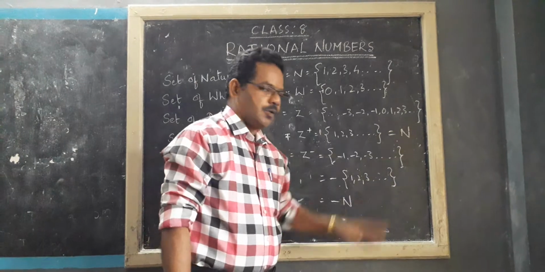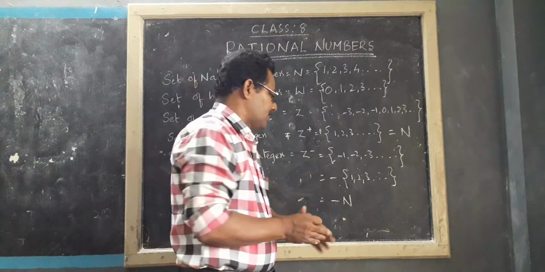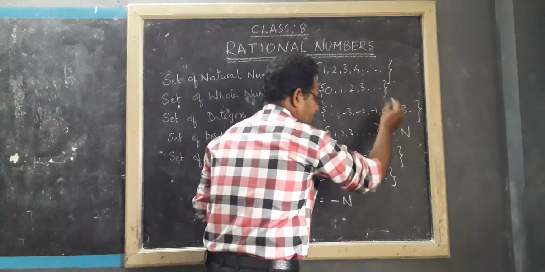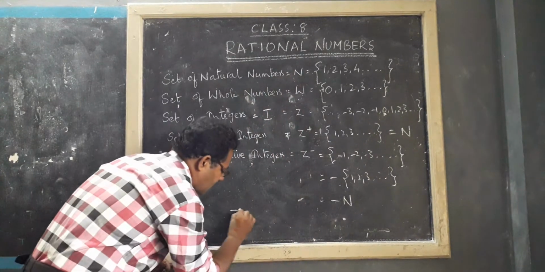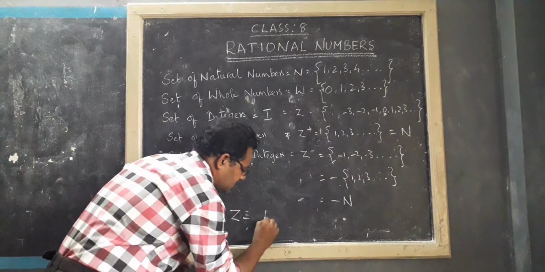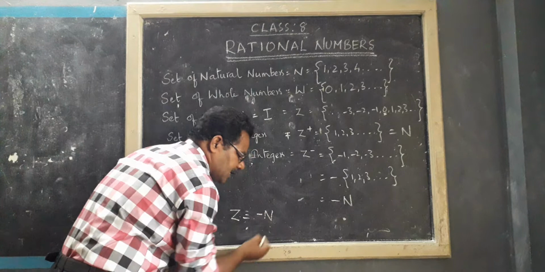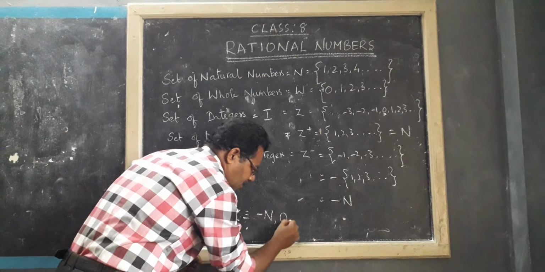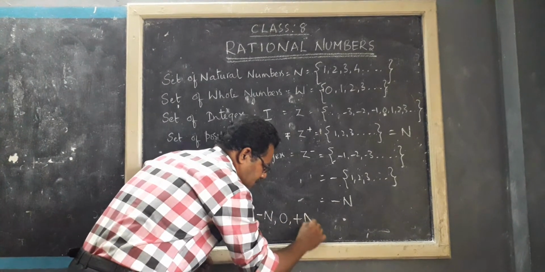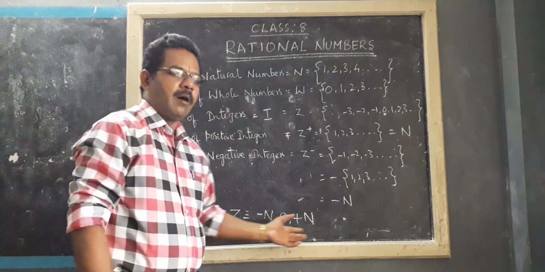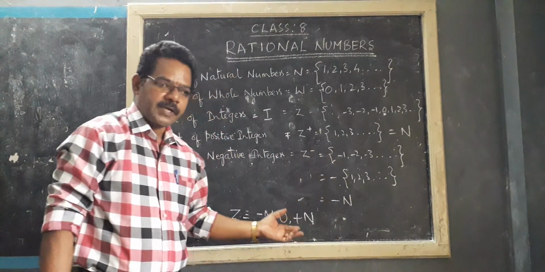Apart from these two, we have another element, that is nothing but 0. So the set of integers consists of the set of negative natural numbers, 0, and the set of positive natural numbers. If you combine all these, we get the set of integers.